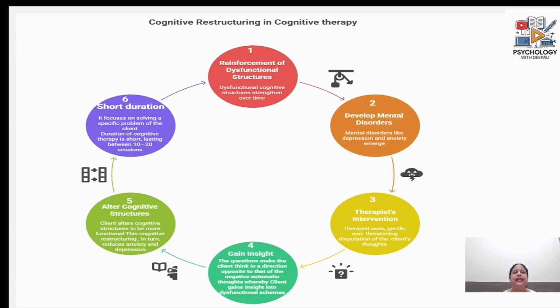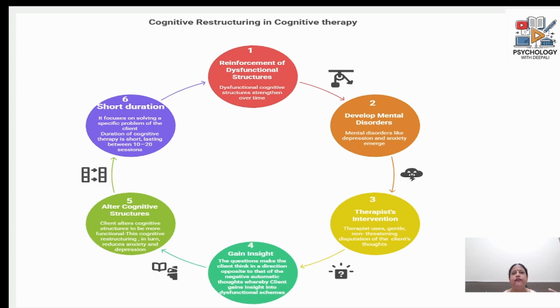And he will also gain an insight into which are the dysfunctional schemas which I'm having, which are the negative automatic thoughts which I'm having, which are the cognitive distortions in my thinking processes. And once the person is aware of this and has gained an insight about this, he is going to alter his cognitive structure and it will become a more functional cognitive structure. So this cognitive restructuring will therefore reduce anxiety or depression.